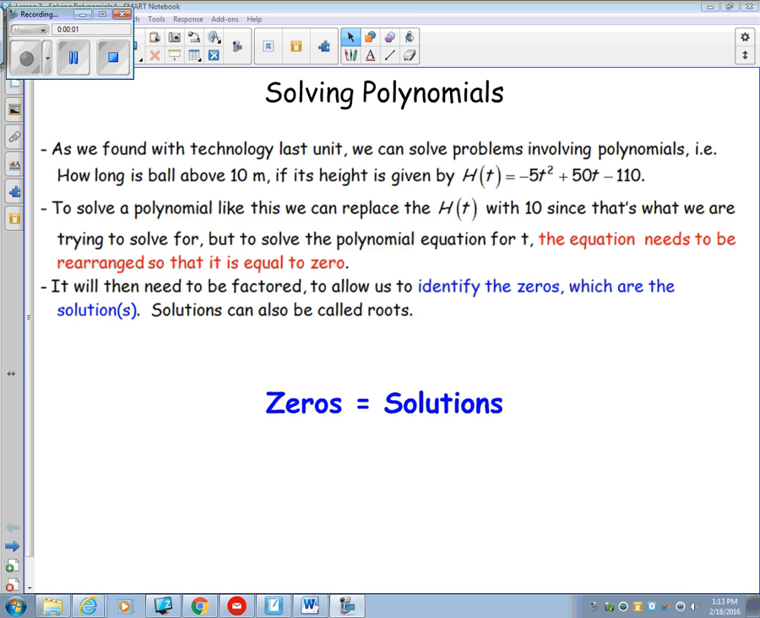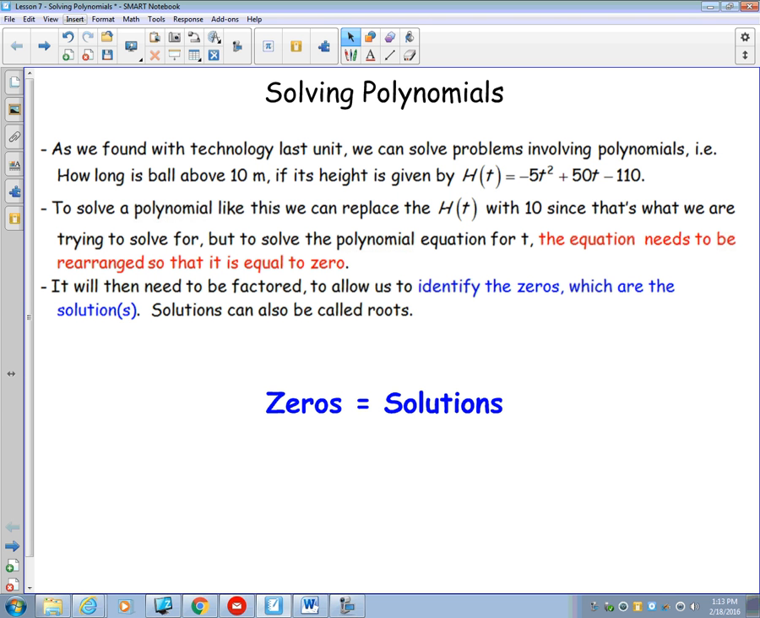Today we're going to take a look at solving some polynomials. So we've been rearranging them, we've been graphing them, we've been looking at the different properties. Today I want to solve some questions. Last unit we talked about some technology. Here we're going to do the same idea, but we're going to try and do things by hand a little bit.